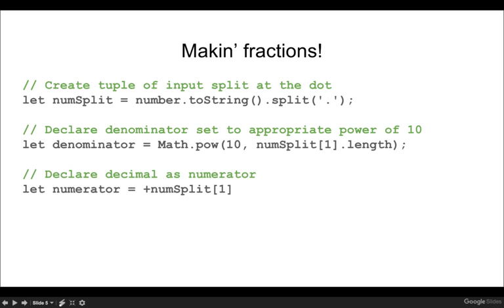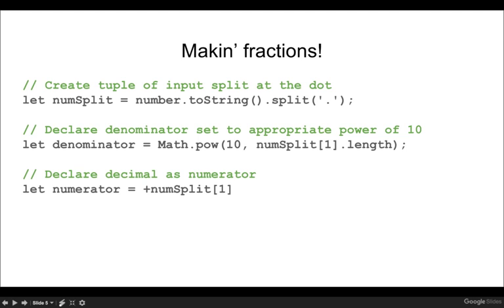Now, for the actual making of the fractions. First, we want to declare something called numSplit, which is basically going to convert the number to a string, and it's going to split it at the dot into a tuple. And the tuple in JavaScript is just going to be an array. The first index of the array is going to be the number that is on the left of the decimal, and the next index is going to be on the right. So we can split what is the whole number part of our fraction and the decimal part of our fraction.